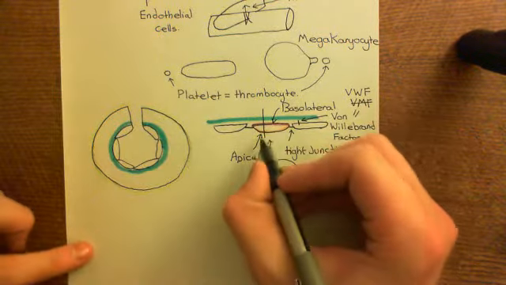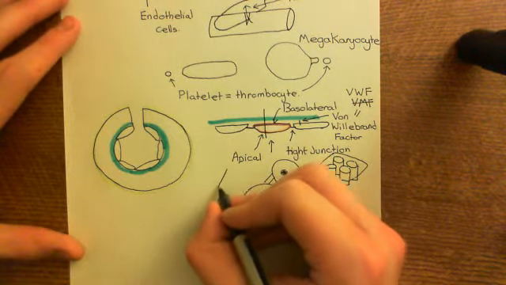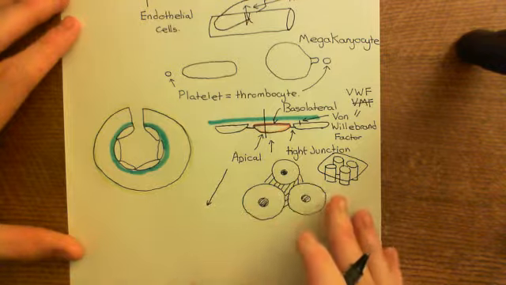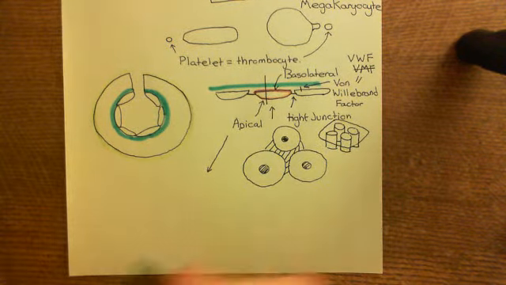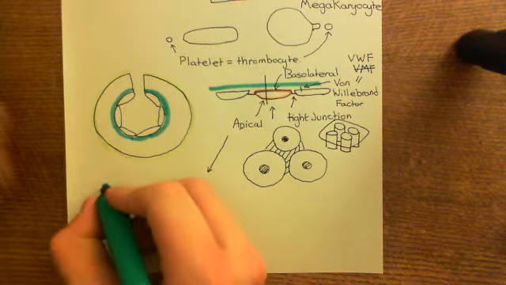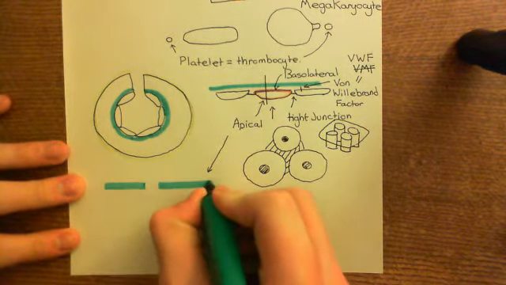So you'll have this gap here. You'll have a means by which the blood can gain access to the basolateral aspect of these endothelial cells. So let me draw this. Okay, so let's say we've made a cut down there. Okay, so here's now the basement membrane cut in half.